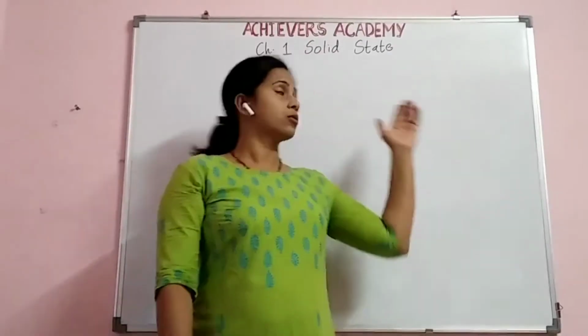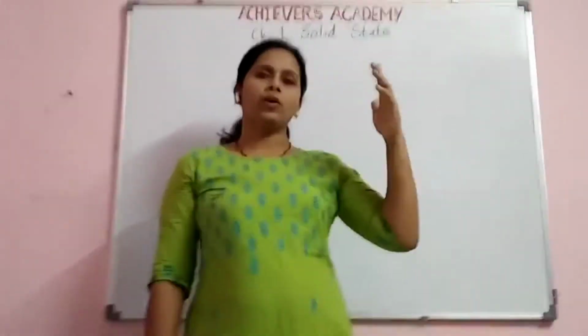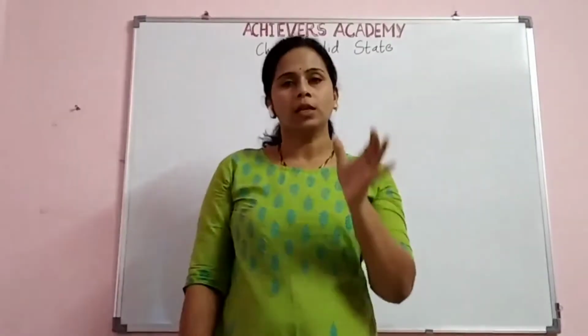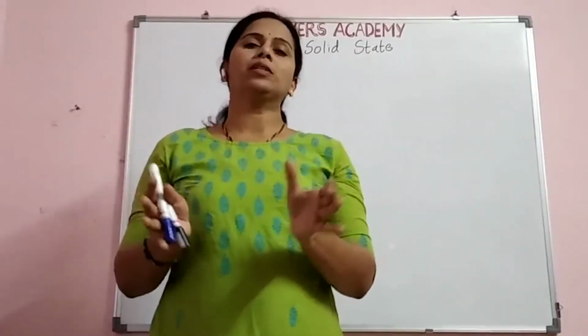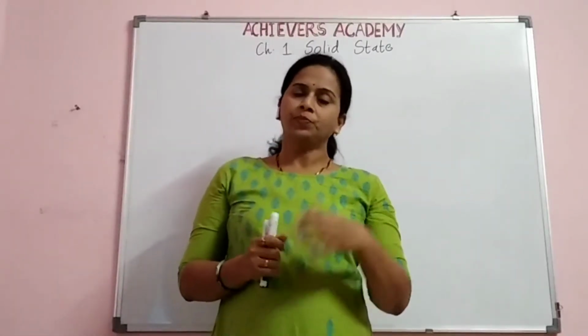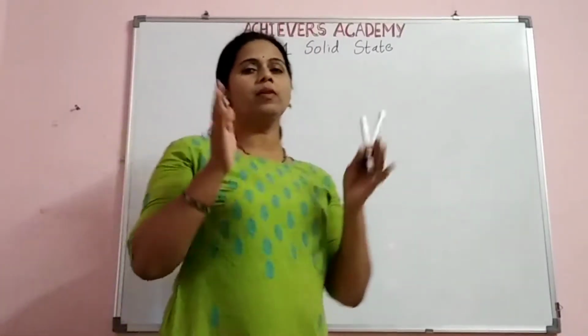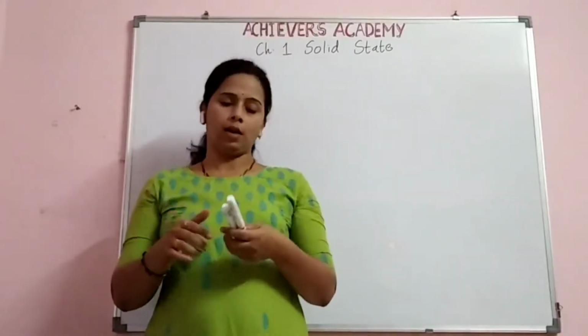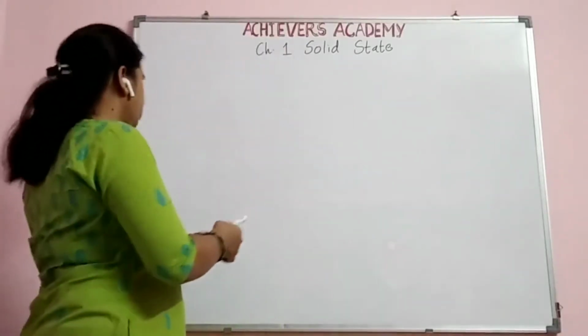Students, in the chapter Solid State, in chemistry, we are going to study the further part, that is particles in the unit cell, as well as what types of unit cells there are. So there are a total of 4 different types of unit cell. One by one we will study them, and we will study the figures. Accordingly you will understand.